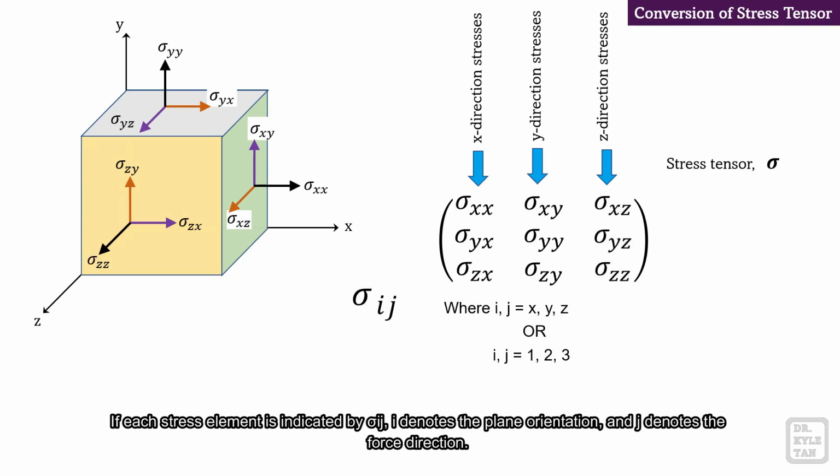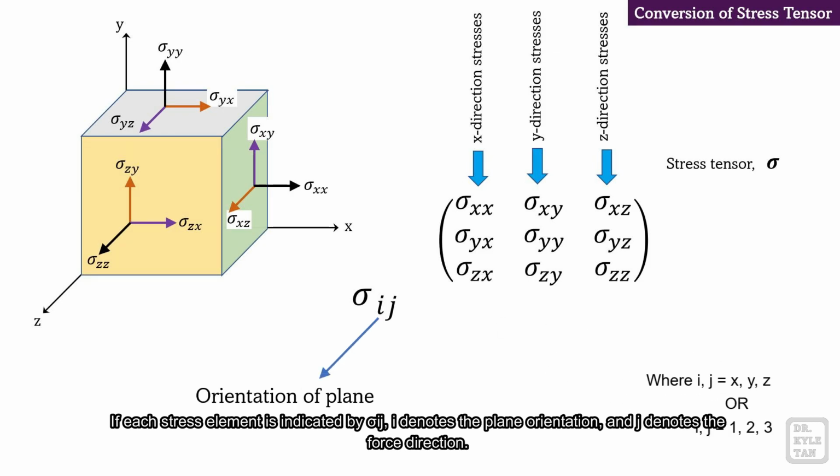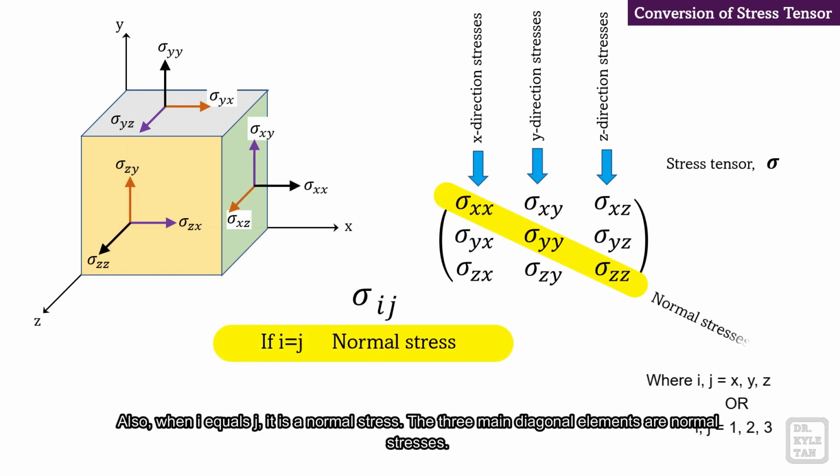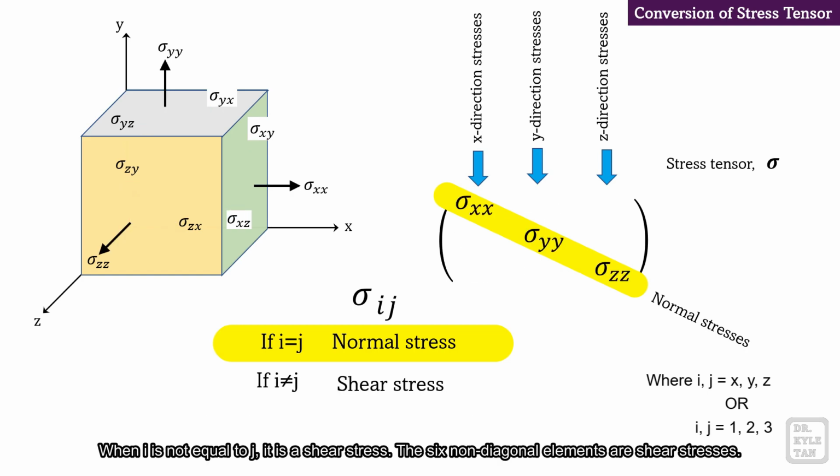If each stress element is indicated by sigma ij, i denotes the plane orientation and j denotes the force direction. Also, when i equals j, it is a normal stress. The 3 main diagonal elements are normal stresses. When i is not equal to j, it is a shear stress. The 6 non-diagonal elements are shear stresses.